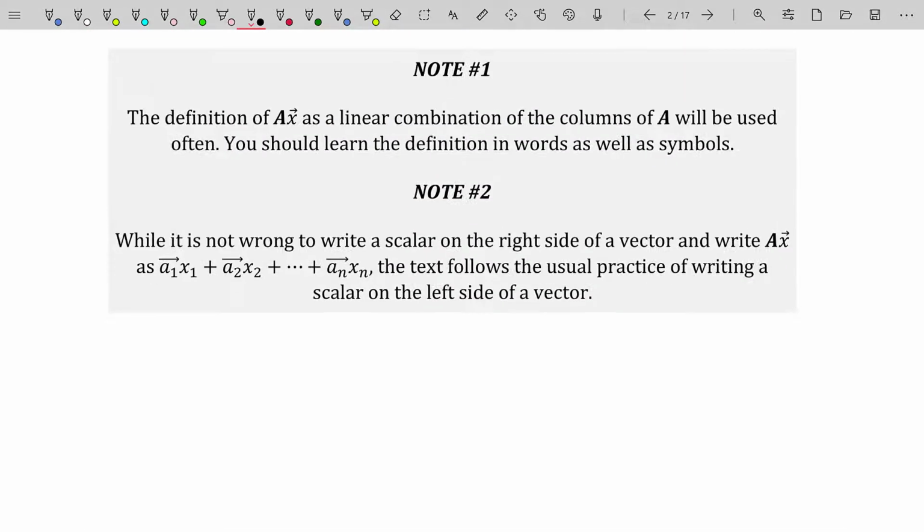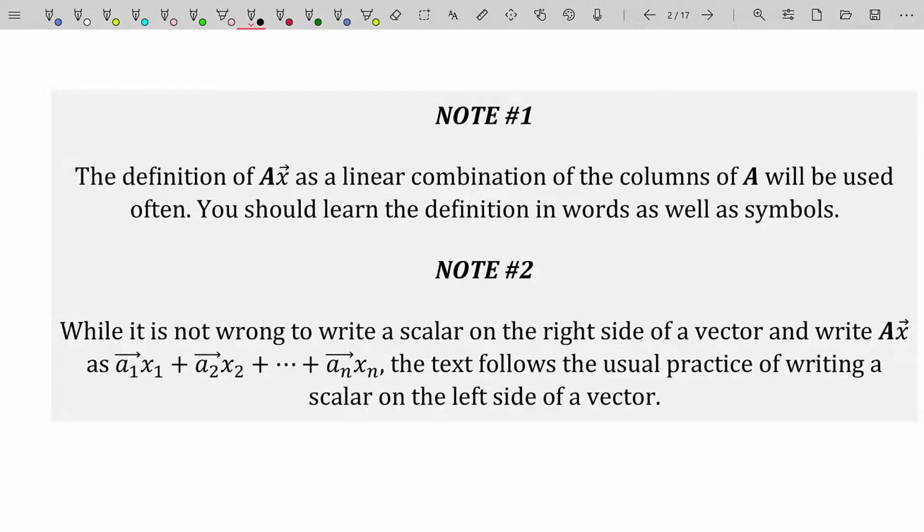A couple notes before we leave this video. The first one is that the definition of the product of the matrix A and the vector X as a linear combination of the columns of A will be used very often. And it's probably a good idea to learn this definition in words as well as symbols. That is, when I multiply the matrix A times a vector X, it's just a linear combination of the columns of the matrix A. The weights of that linear combination are the entries of X, specifically the corresponding entries of X. That's a good way to think about it. Symbolically, that was the previous page.